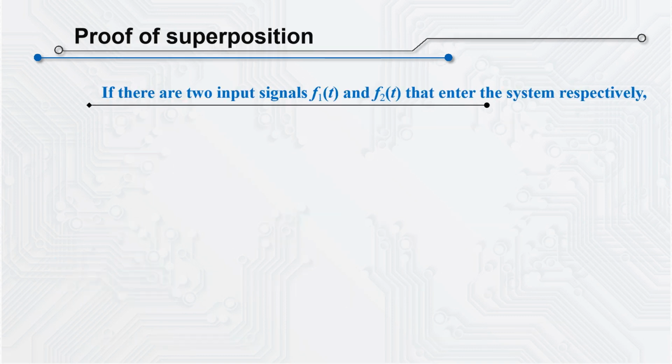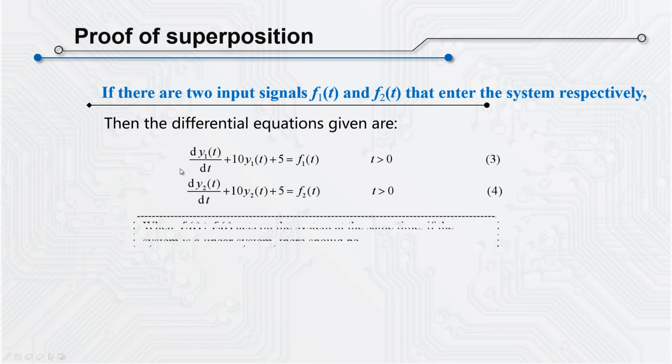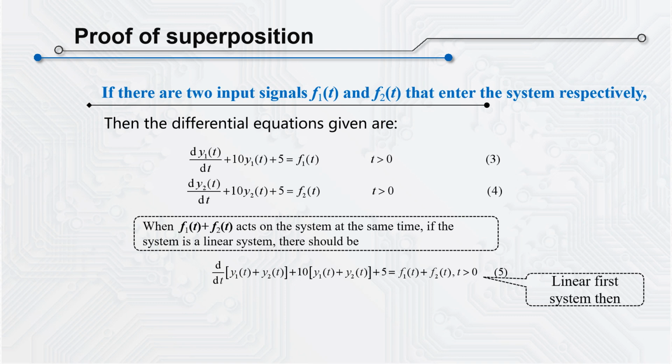Next, let's prove its superposition. We assume there are two input signals f1(t) and f2(t) entering the system respectively. We can get Formula 3 and Formula 4. When f1(t) and f2(t) enter the system at the same time, and if the system is linear, there should be the following equation. After the synthesized signal f1(t) plus f2(t) enters the system, we can get output y1(t) plus y2(t).